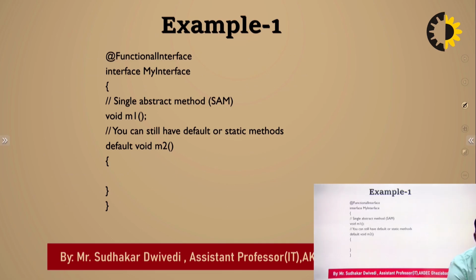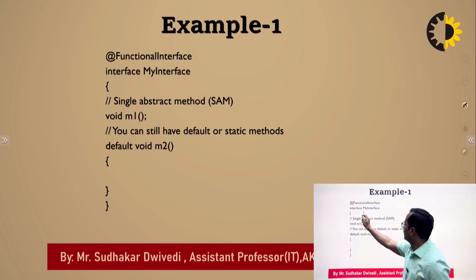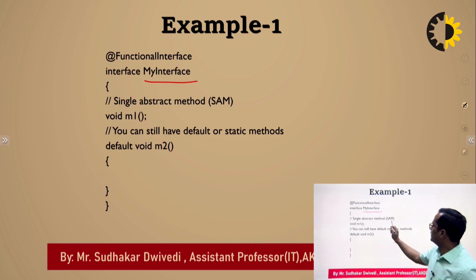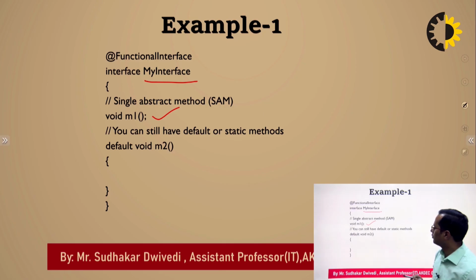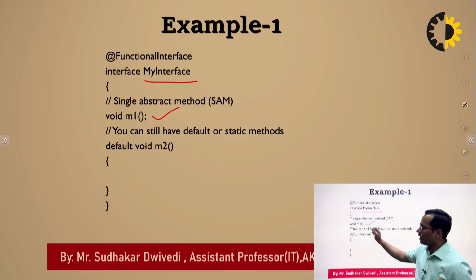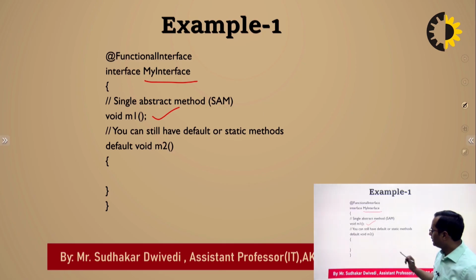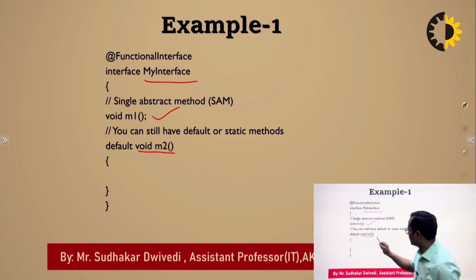So this is an interface. This is the interface named MyInterface here. And we can see here, this has only a single abstract method. This is the abstract method. There is no implementation of this method. So this is the single abstract method here. And this is the default method. We can write the implementation of the default method here.